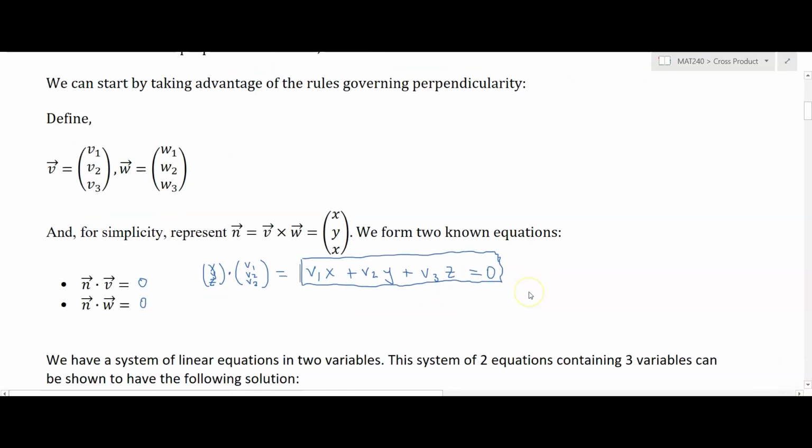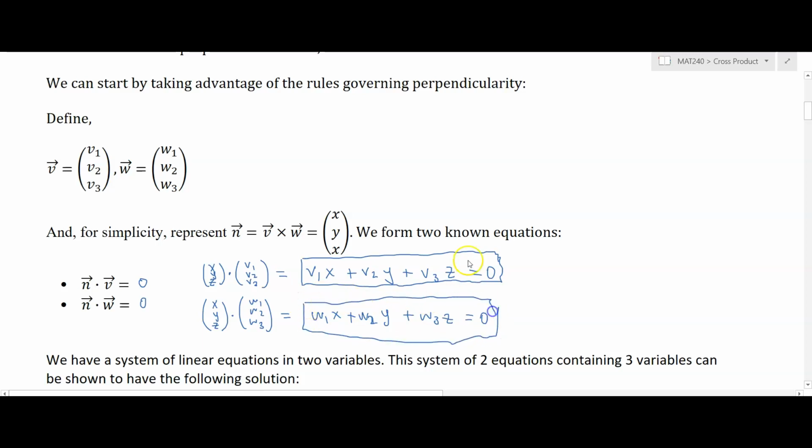Now that's not enough. We also need to make sure that it's perpendicular to w as well, and it's the same vector consisting of components x, y, and z. And when we dot that with w1, w2, and w3, we should again get a 0 dot product. So here we get w1x plus w2y, plus w3z, and that dot product has to equal 0 as well. So now we have a system of two equations that when we solve this system for x, y, and z, we should be able to get a vector that's perpendicular to both.